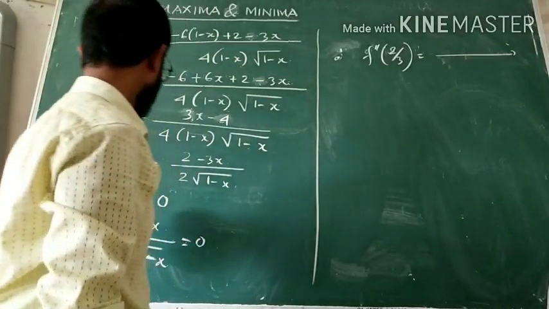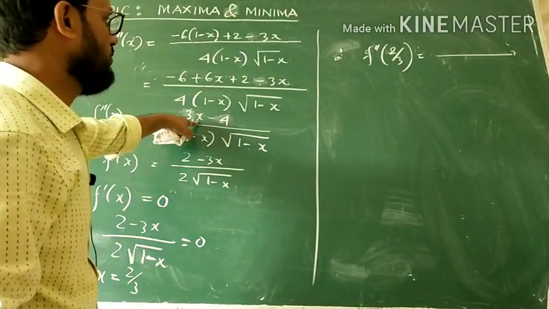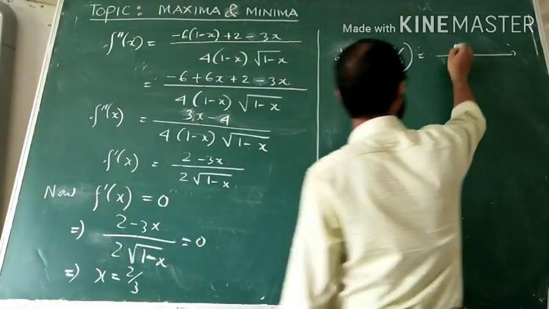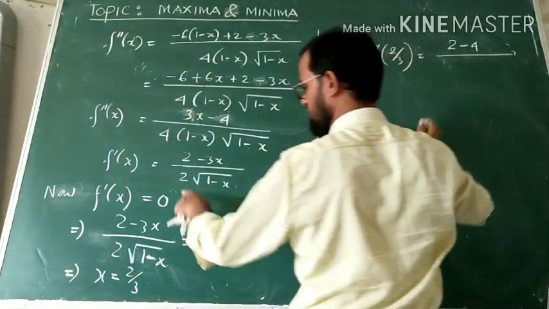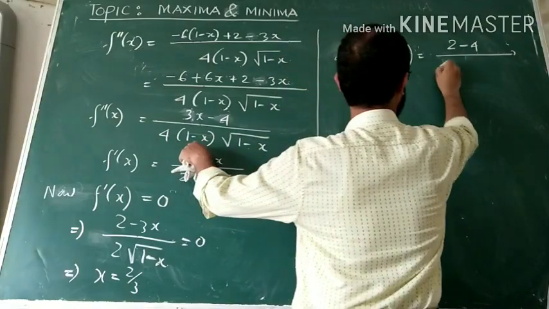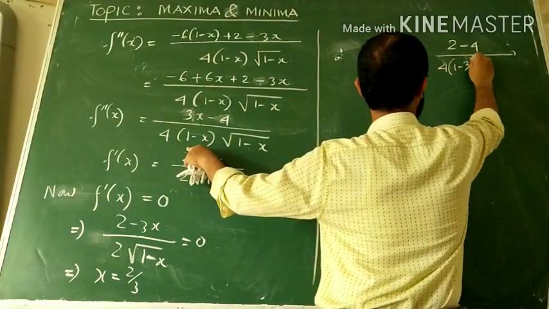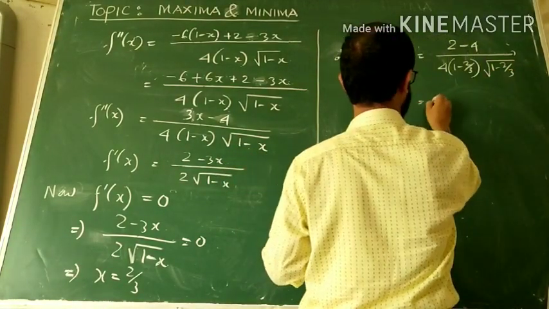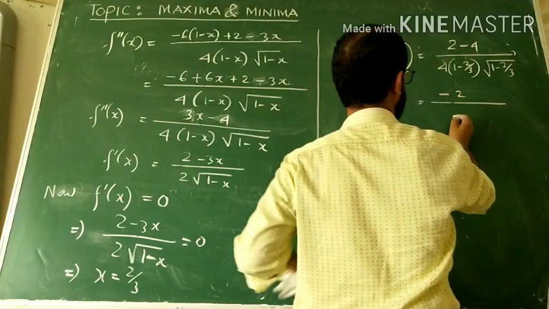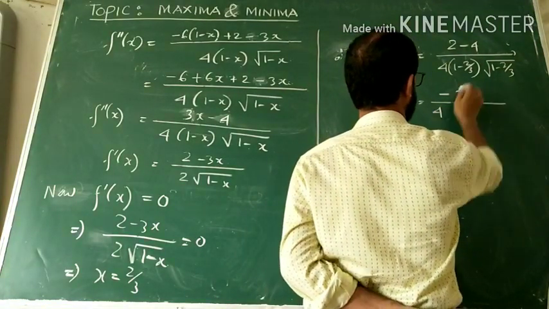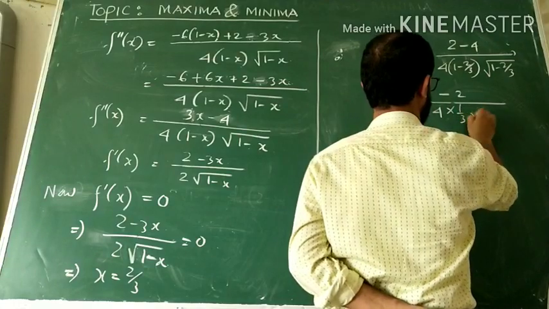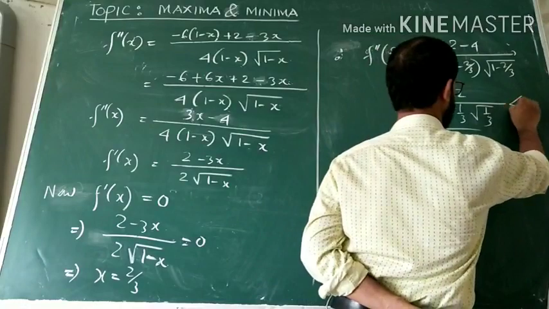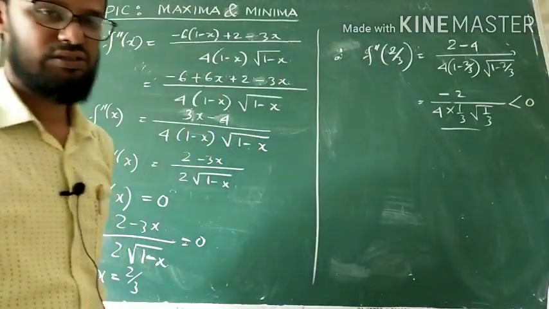This one, your f double dash x is 3 into 2 by 3. Put 2 by 3 in it, 3 will cancel, that is 2 minus 4 divided by 4 into 1 minus 2 by 3 into root over 1 minus 2 by 3. So finally the numerator is minus 2, and the denominator is 4 into 3, 1 by 3 into root over 1 by 3. These are all positive numbers. The denominator is a positive quantity, the numerator is negative, therefore it is less than 0.